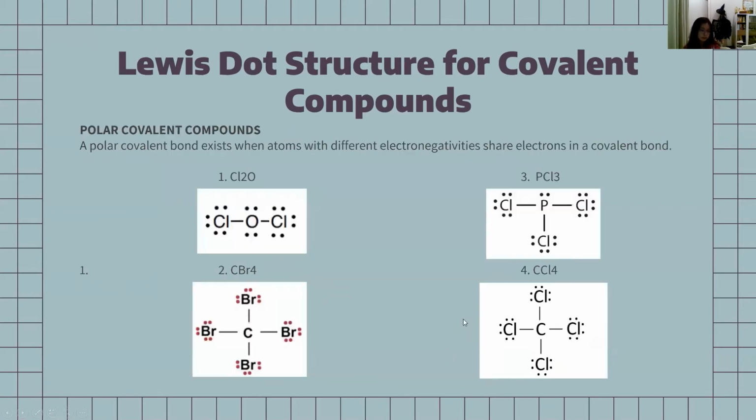And then there are also polar covalent compounds. A polar covalent bond exists when atoms with different electronegativities share electrons in a covalent bond. So the elements are different. If nonpolar, the elements are the same. If polar covalent compounds, the elements are different.